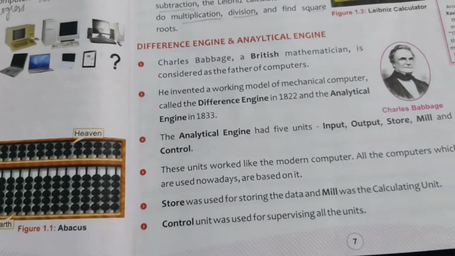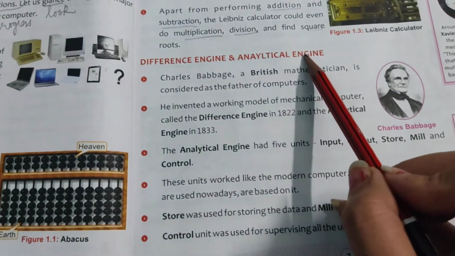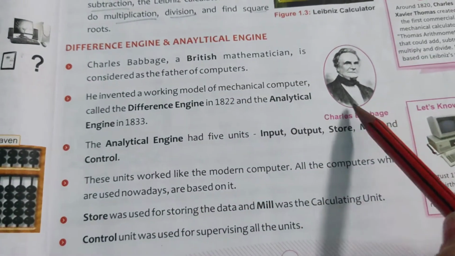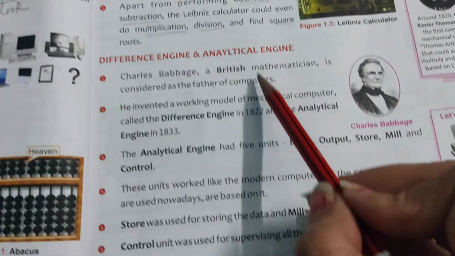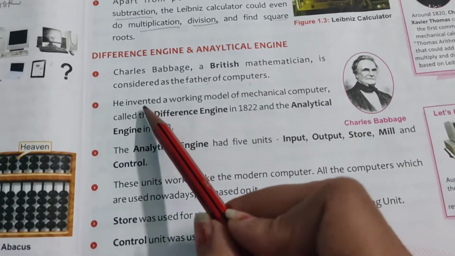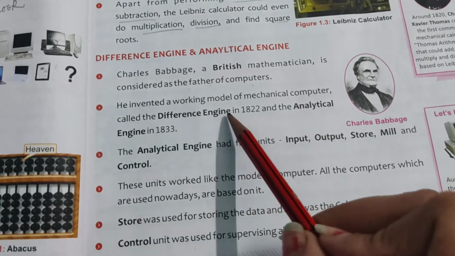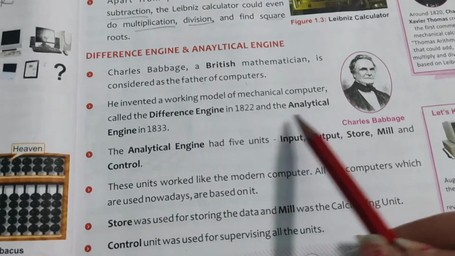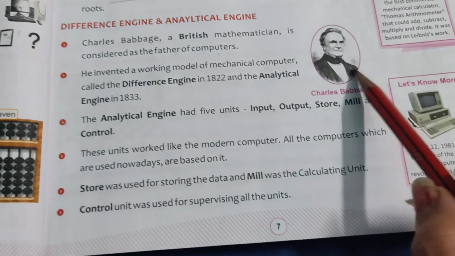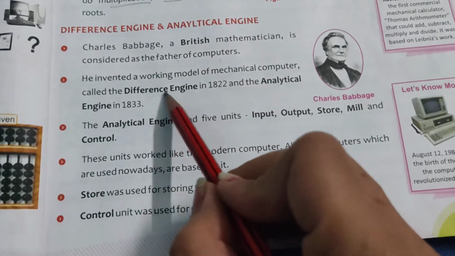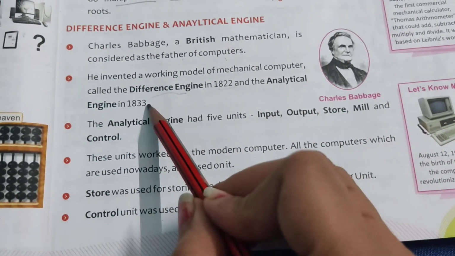Next one is difference between difference engine and analytical engine. Charles Babbage. Now this is the Charles Babbage. He is also known as father of computer. He was a British mathematician. He invented a working model of mechanical computer called the difference engine in 1822 and analytical engine in 1833. Now he was the person who developed 2 things. One is difference engine in 1822 and analytical engine in 1833.